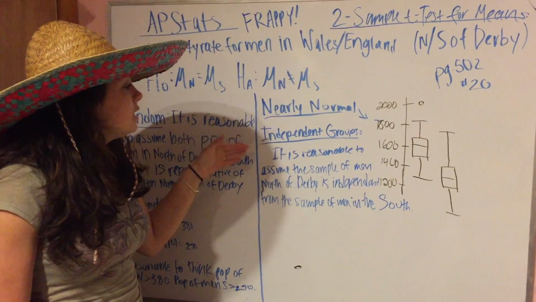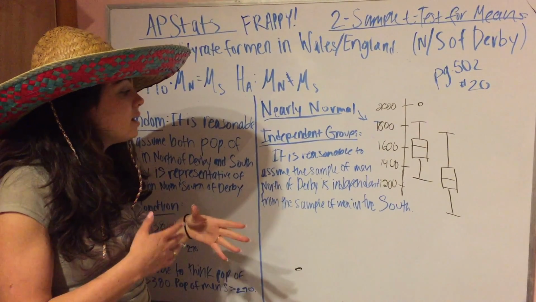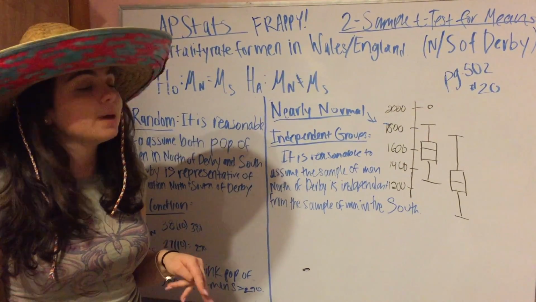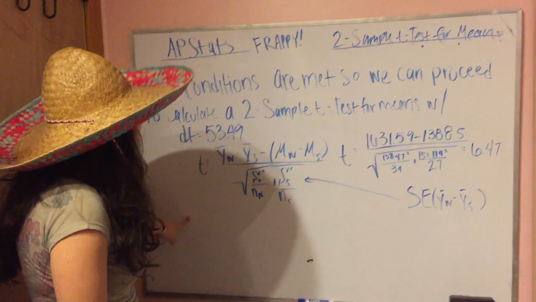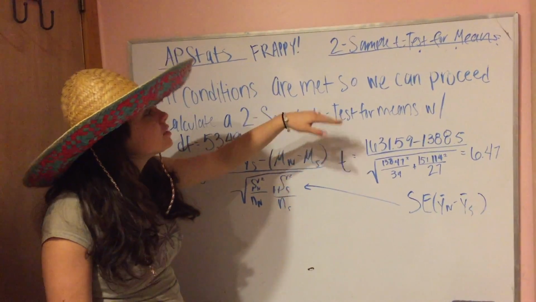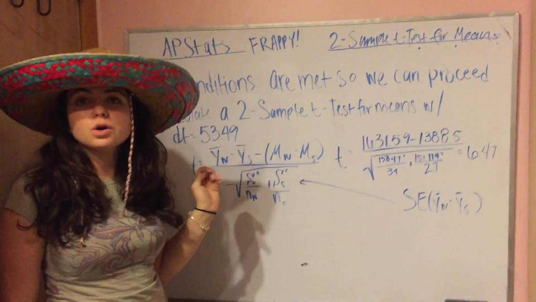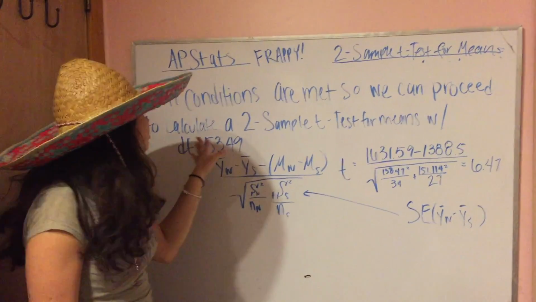Now, moving on to the independent groups. It is reasonable to assume the sample of men north of Derby is independent from the sample of men in the south. Alright, now that all conditions were met, we must write all conditions are met, so we can proceed to calculate a two-sample t-test for means with degrees of freedom equal to 53.49.